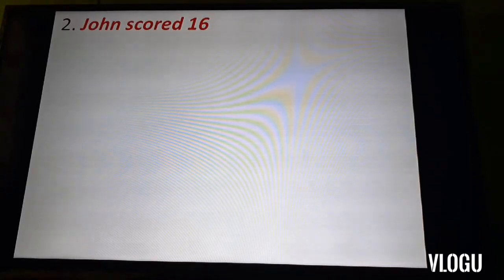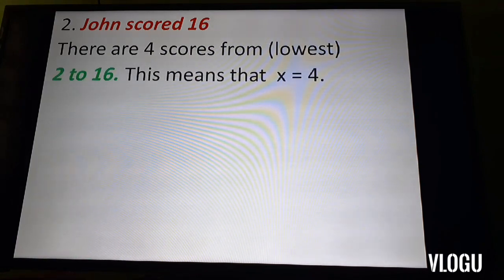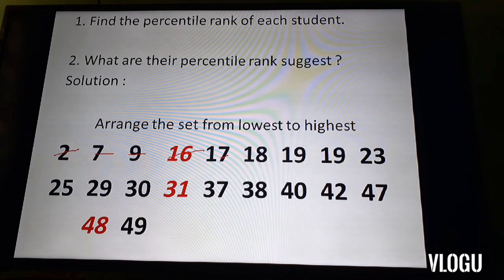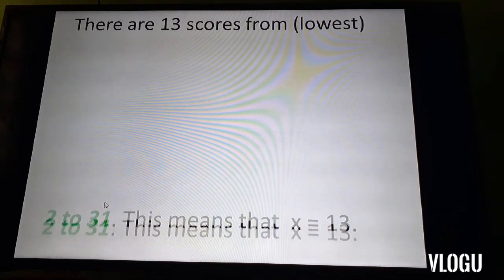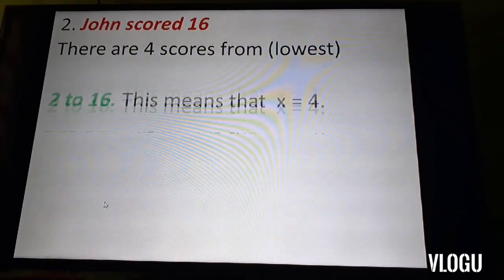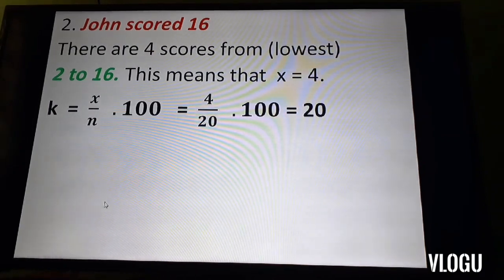Pag-usapan natin yung score ni Jan. Ang score ni Jan is 16. Mula kay Jan, meron tayong 4 na scores from lowest from 2 to 16. Since, let us go back. Tingnan natin. Di po ba, ito yung score ni Jan from 2 hanggang 16, meron tayong 4. So, since we have 4, ang ibig sabihin nun, yung x po natin is equals to 4. Ang n natin is equals to 20.